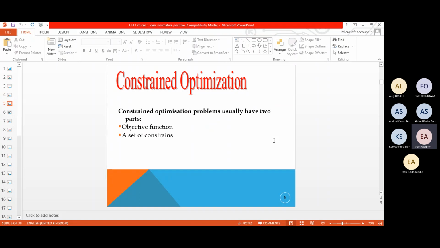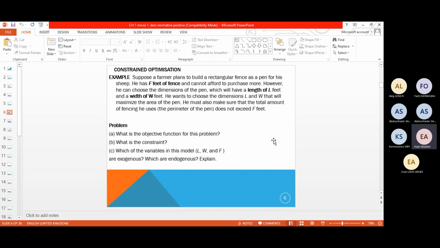The constrained optimization, which is the first, let's say, phase of this analysis for the models, is the budget constraint that we are concentrating on for the equations. Constrained optimization problems usually have two parts: the objective function and a set of constraints. Let's look at it. We are supposing the simplest model and simplest example for being able to understand how we are going to create a model and how we are going to analyze any given problem.